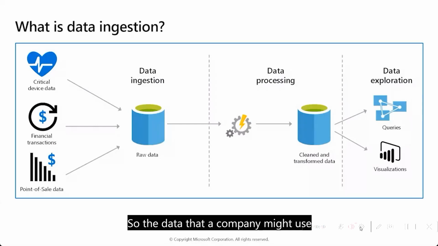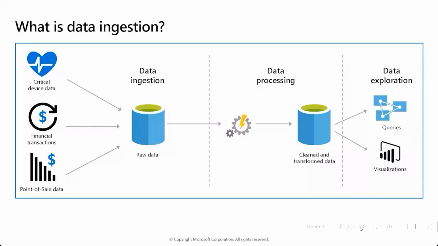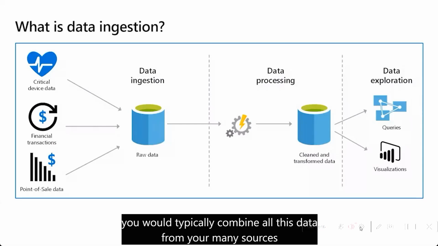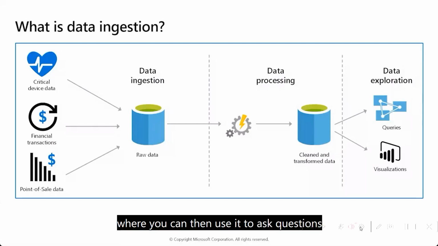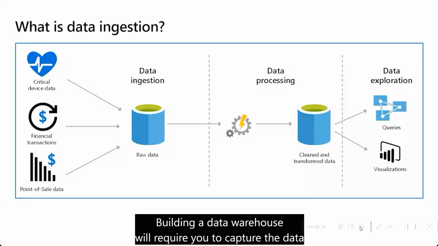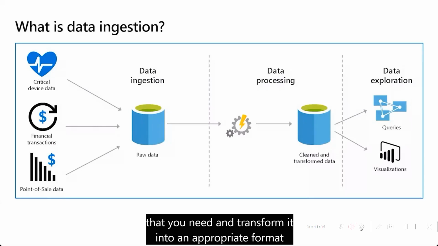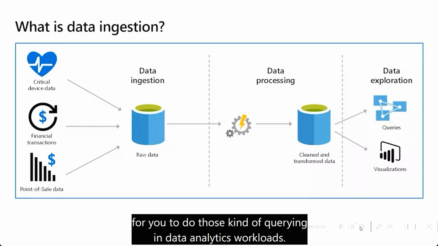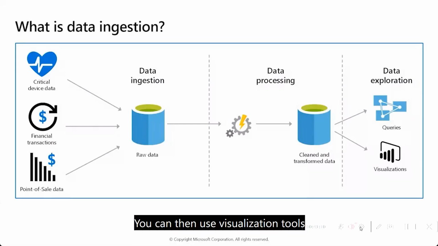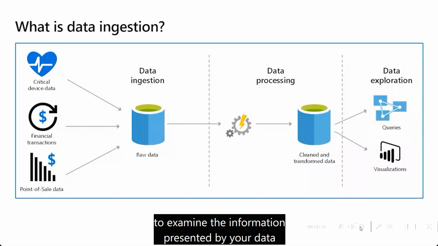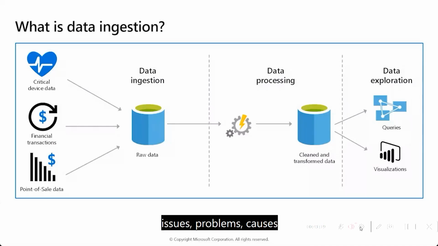The data that a company might use can come from many sources. In a data analytics solution, you would typically combine all this data from your many sources and construct a data warehouse where you can then use it to ask questions about your business operations. Building a data warehouse requires you to capture the data that you need and transform it into an appropriate format for those kinds of querying and data analytics workloads. You can then use visualization tools to examine the information presented by your data and help identify trends, issues, problems, and causes in your organization.